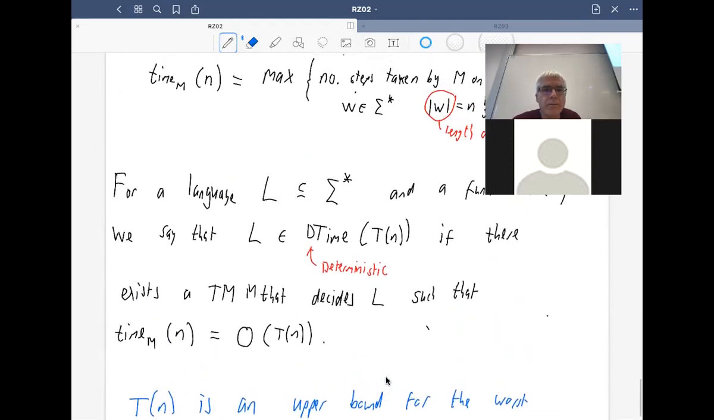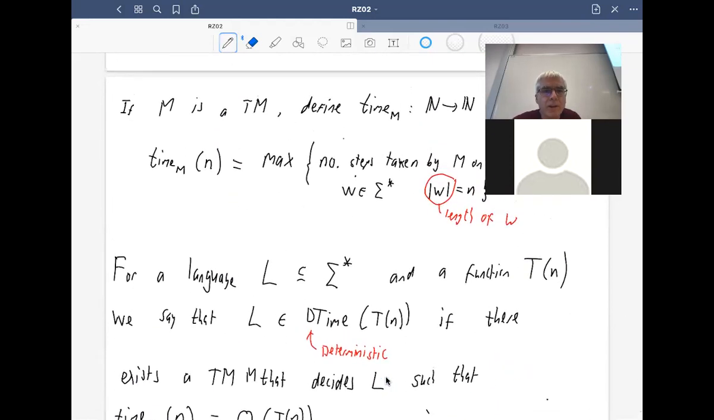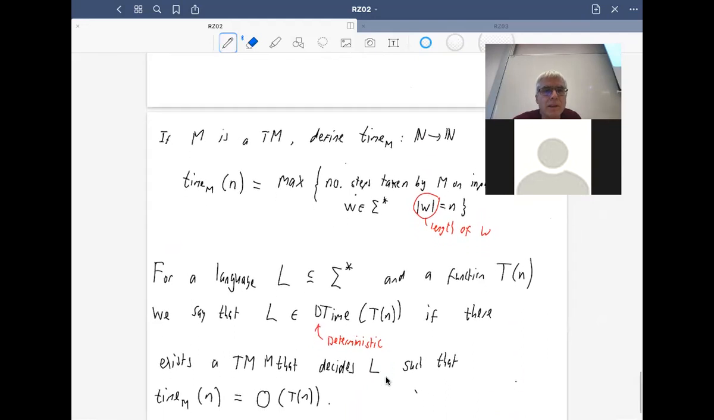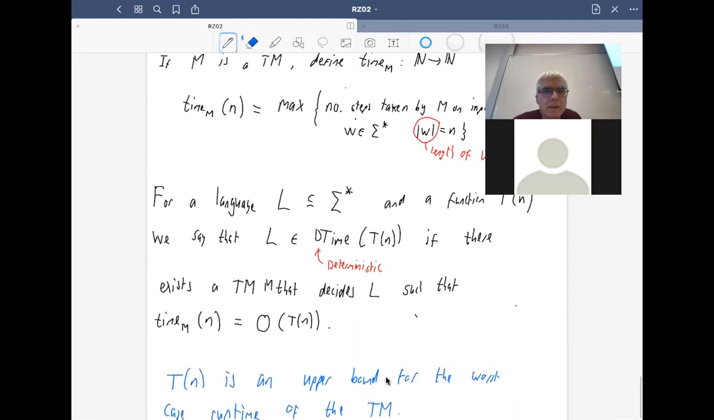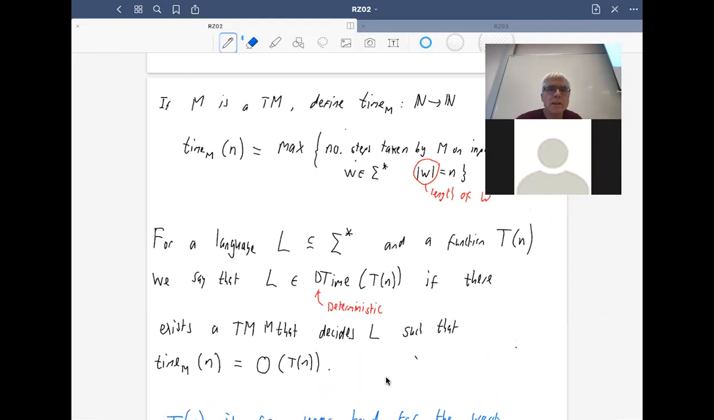Okay, there's one other important thing to say here that I forgot. It's important in this definition of deterministic time that our Turing machine here is a multi-tape Turing machine.